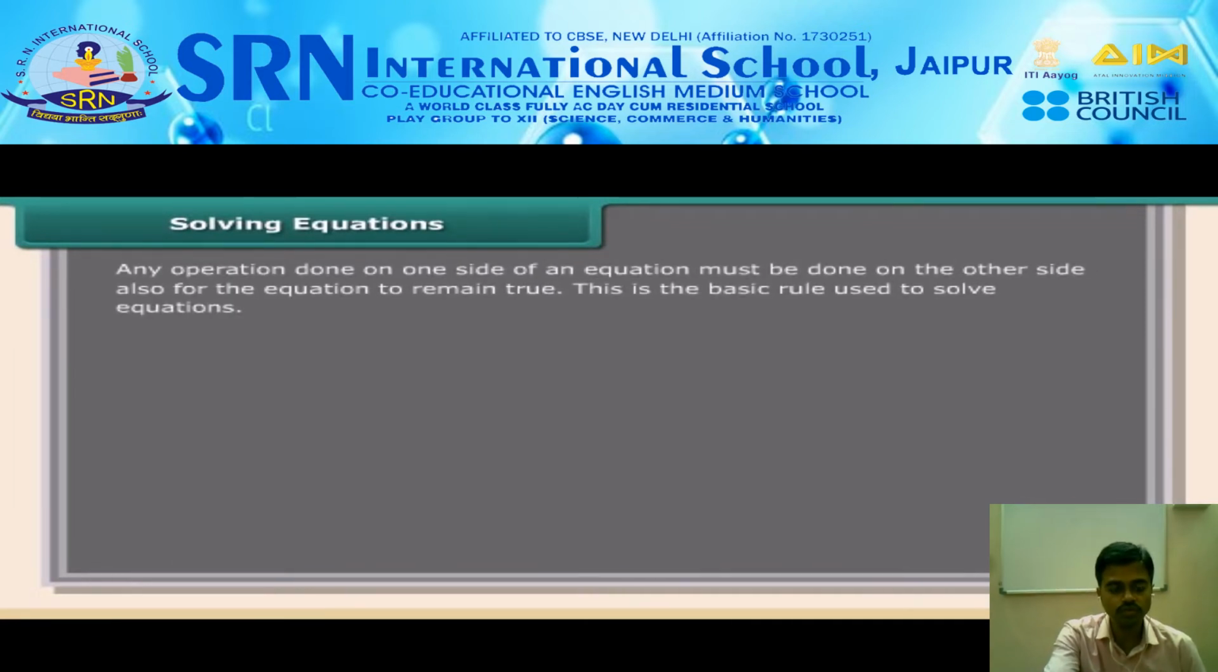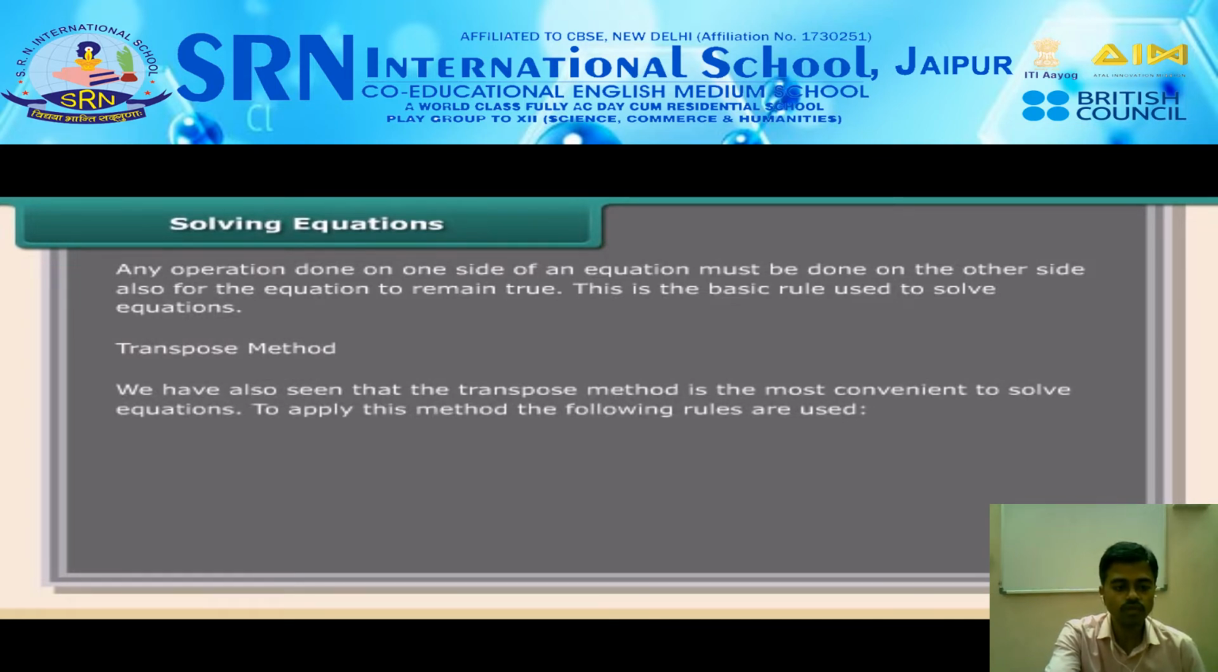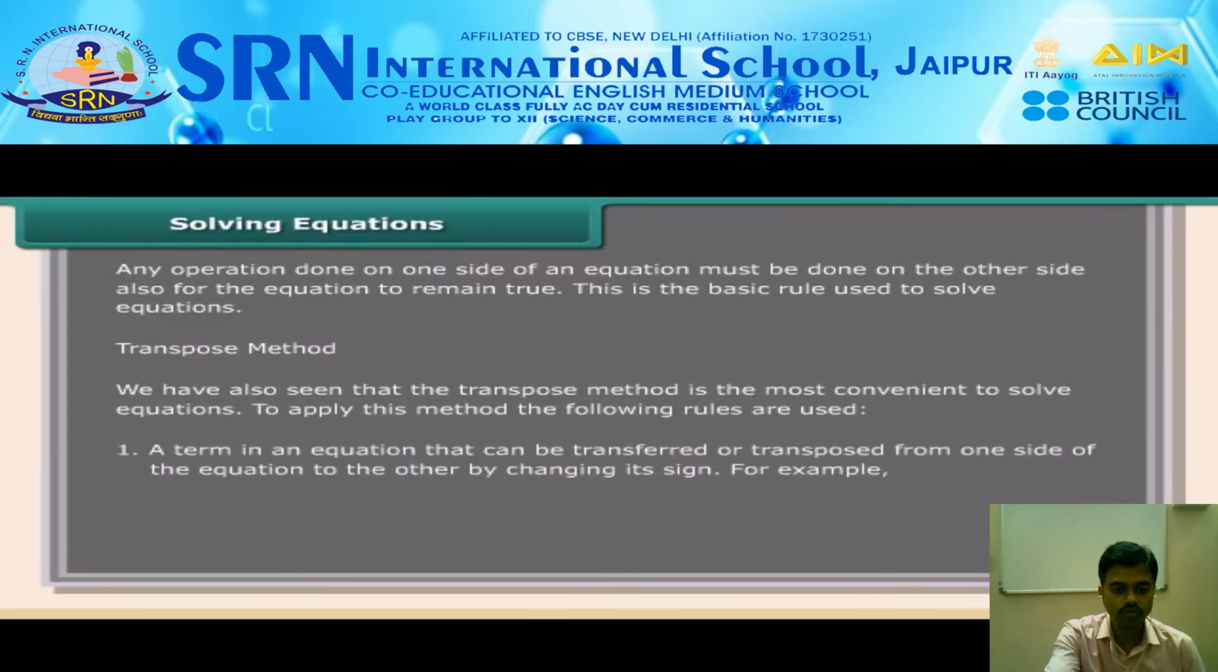This is the basic rule to solve the equations. We cannot use a single value on the left hand side and not put the same value on the RHS, so on both sides we need to do that. There is a method called the transpose method, in which if we are moving a term from LHS to RHS, then we need to use the proper method. For example, if a number is being added in LHS and we move it to the RHS, then we need to apply a negative sign. Sign changes while we transpose things.